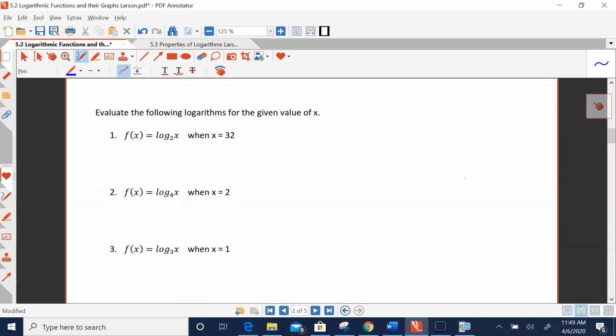Okay, so now let's do some evaluations. So let's take a look at this. We've got a function, f of x equal log base 2 of x, and we want to put a 32 in place for x. So basically we want to find f of 32, which would be log base 2 of 32. Now we want to find that value. Depending upon what version of the calculator you're using, a lot of calculators will allow you to just put in the log base 2, the 32, and it'll give you a value.